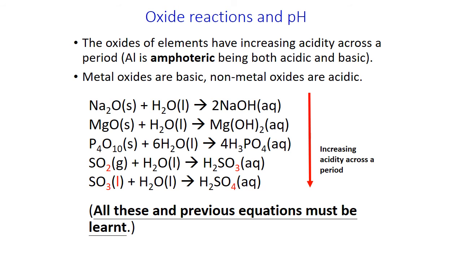Sodium forms very basic sodium hydroxide in solution. Manganese oxide forms very basic manganese hydroxide. Phosphorus forms phosphoric acid, getting acidic, and sulfur dioxide and sulfur trioxide both dissolve in water to form the associated sulfurous acid and sulfuric acid. These equations, of course, have to be learnt. And that's pretty much it for periodic trends when it comes to IB chemistry.